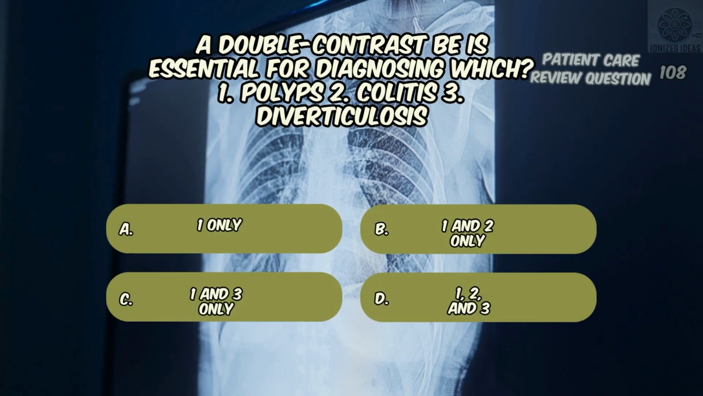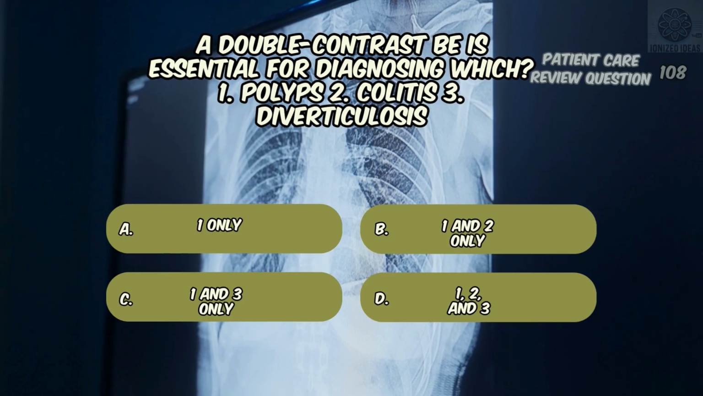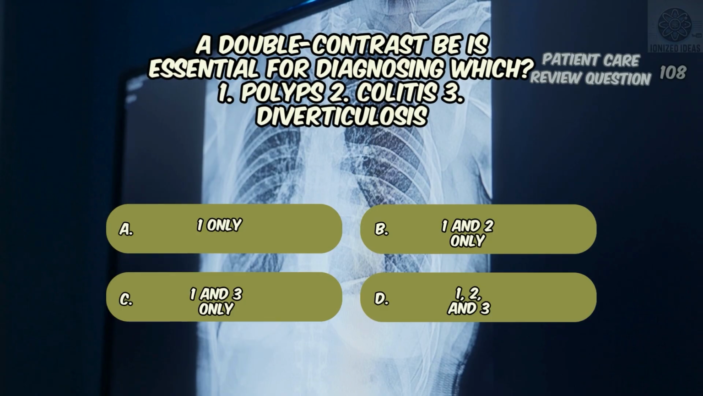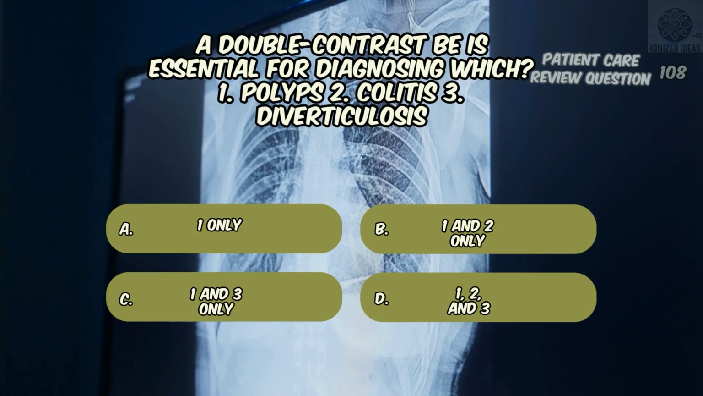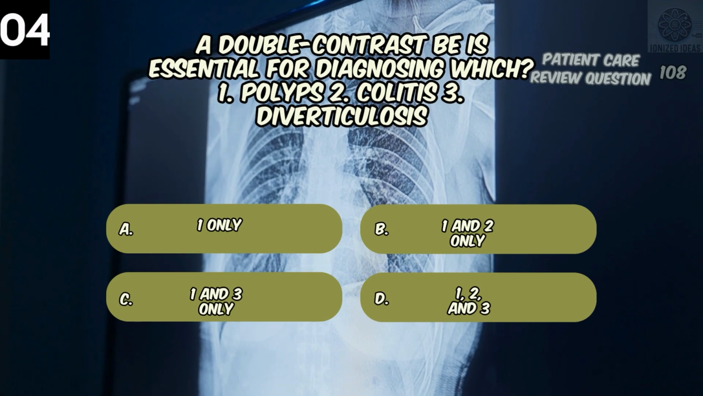A double contrast BE is essential for diagnosing which? 1. Polyps 2. Colitis 3. Diverticulosis. A. 1 only, B. 1 and 2 only, C. 1 and 3 only, D. 1, 2, and 3.